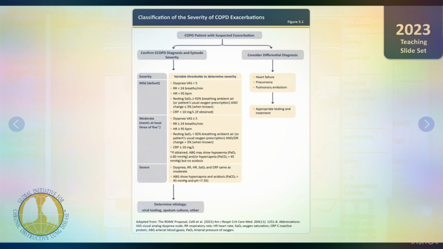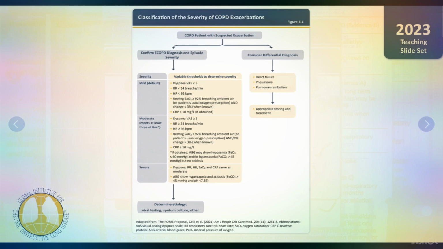Then comes severe exacerbation. In severe, they are telling dyspnea, respiratory rate, saturation, CRP, all should be like moderate. What was moderate? Dyspnea VAS should be more than 5, respiratory rate more than or equal to 24, heart rate equal to or more than 95, CRP equal to or more than 10 milligram per liter. And ABG shows hypercapnia and acidosis, meaning PaCO2 more than 45 mmHg and pH less than 7.35.